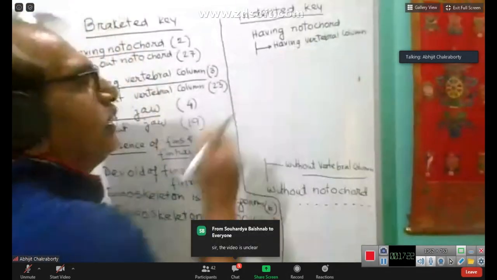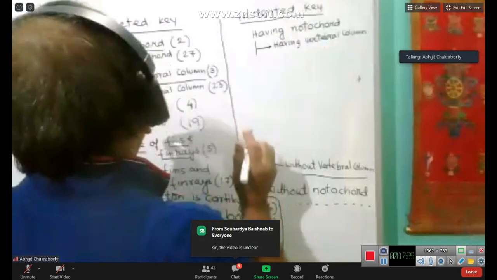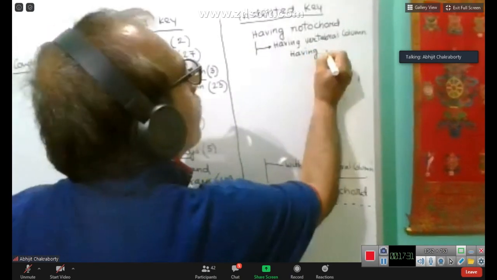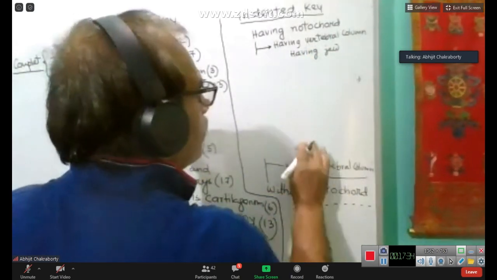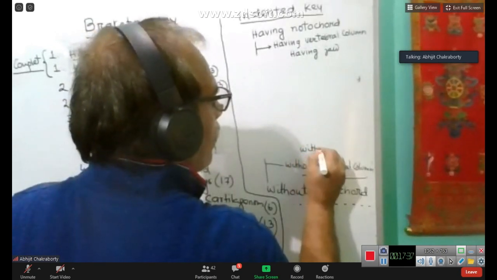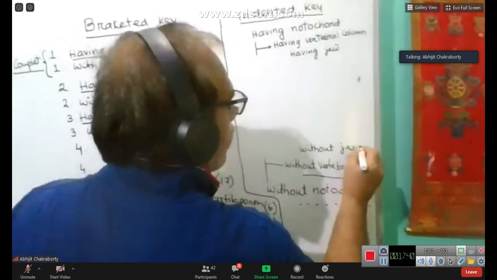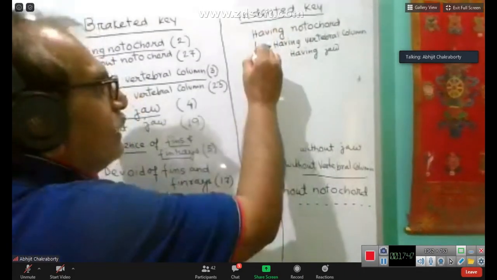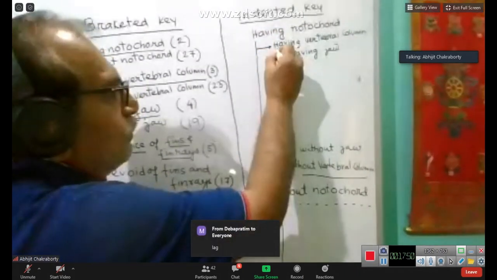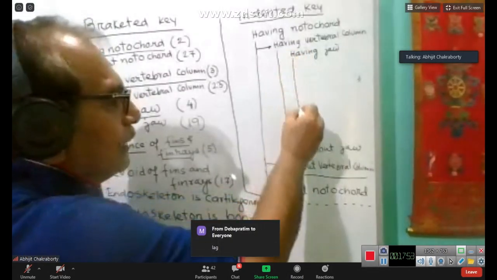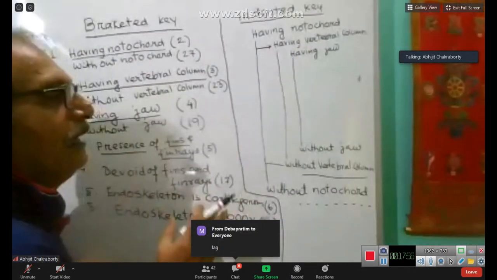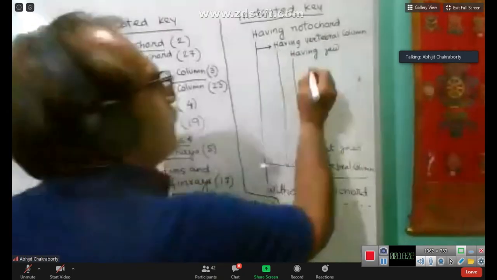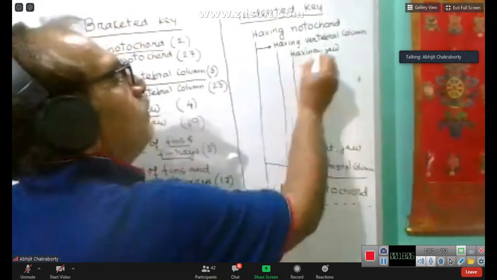Next, suppose this animal is having vertebral column, then we have to follow next, having jaw. And each character found here, without jaw. Again, the two leaves of a couplet are maintaining the same line. These two maintaining the same line. These two maintaining the same line. Again, if your animal is with jaw, then the next one is paired fins and fin rays. It should be written slightly away from the margin of having jaw.